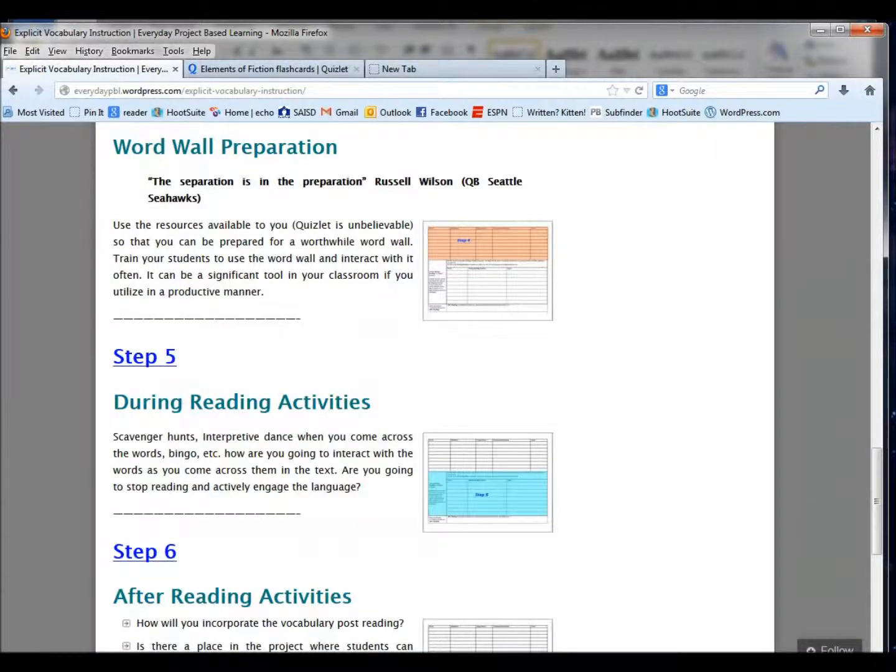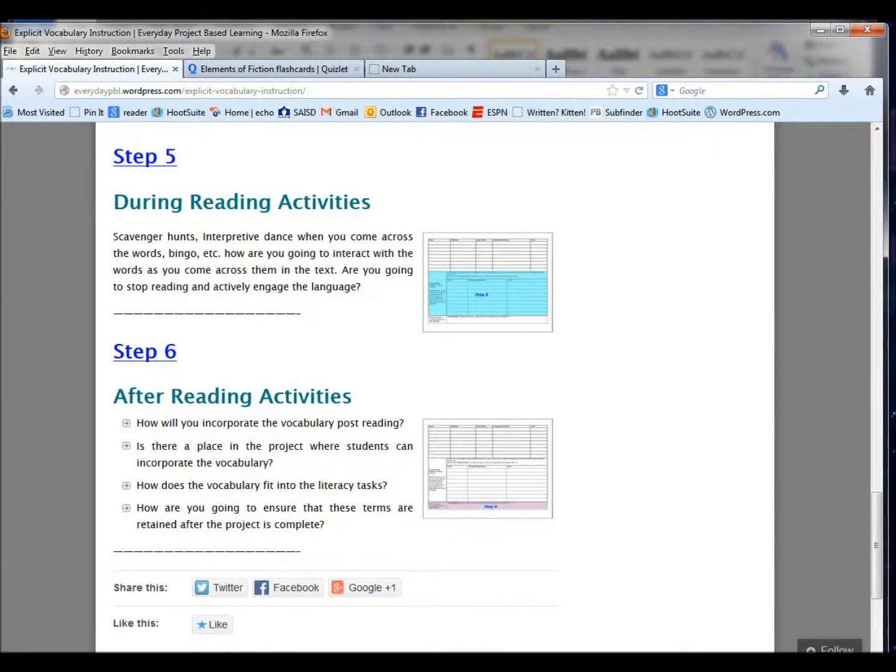All right, moving down, step 6. Step 6 is our final step in the explicit vocabulary instruction, and it's after you read. What are you going to do? How are you going to incorporate that vocabulary post-reading? Is there a place in the project where students can incorporate that vocabulary? If they're supposed to be experts in engineering, shouldn't they be talking like engineers in their paper? How does the vocabulary fit into the literacy tasks? And then how are you going to ensure that these terms are retained after the project is complete?